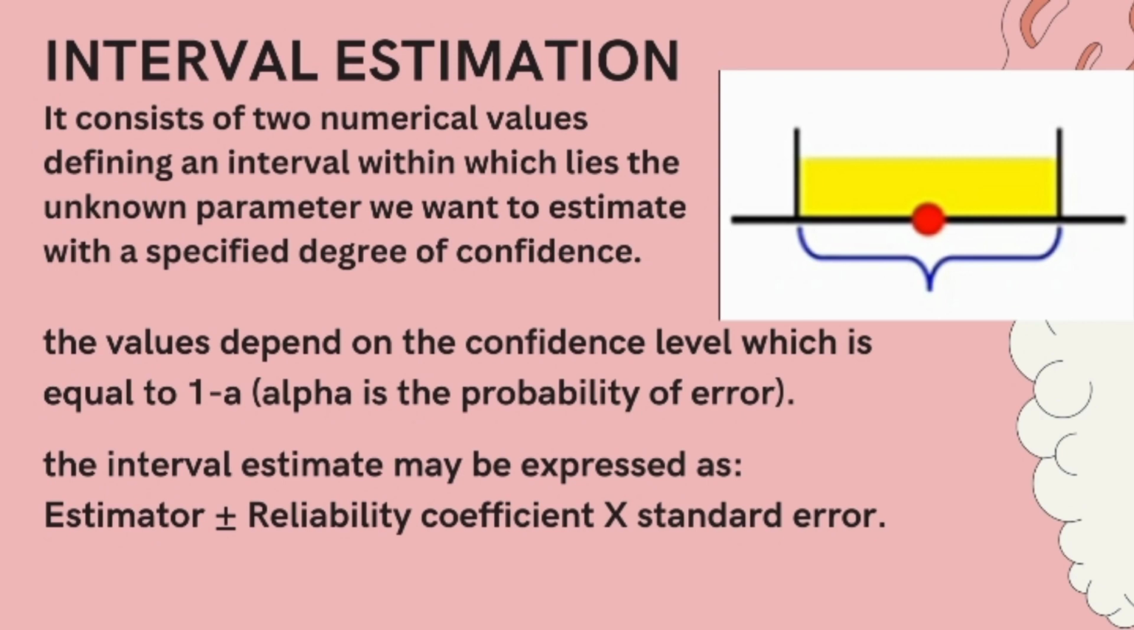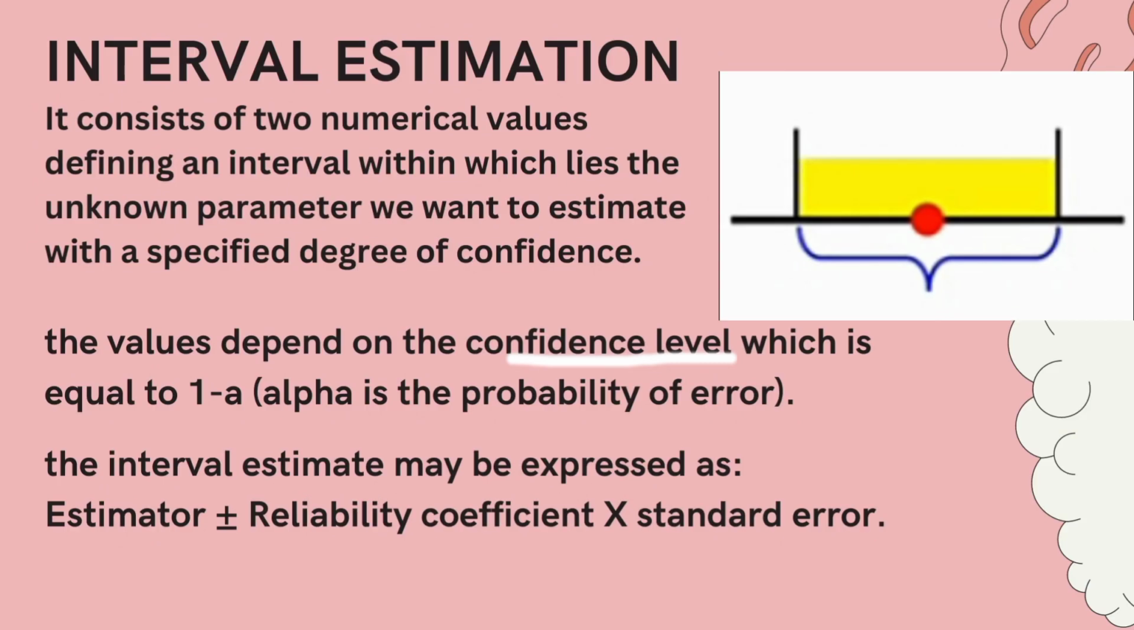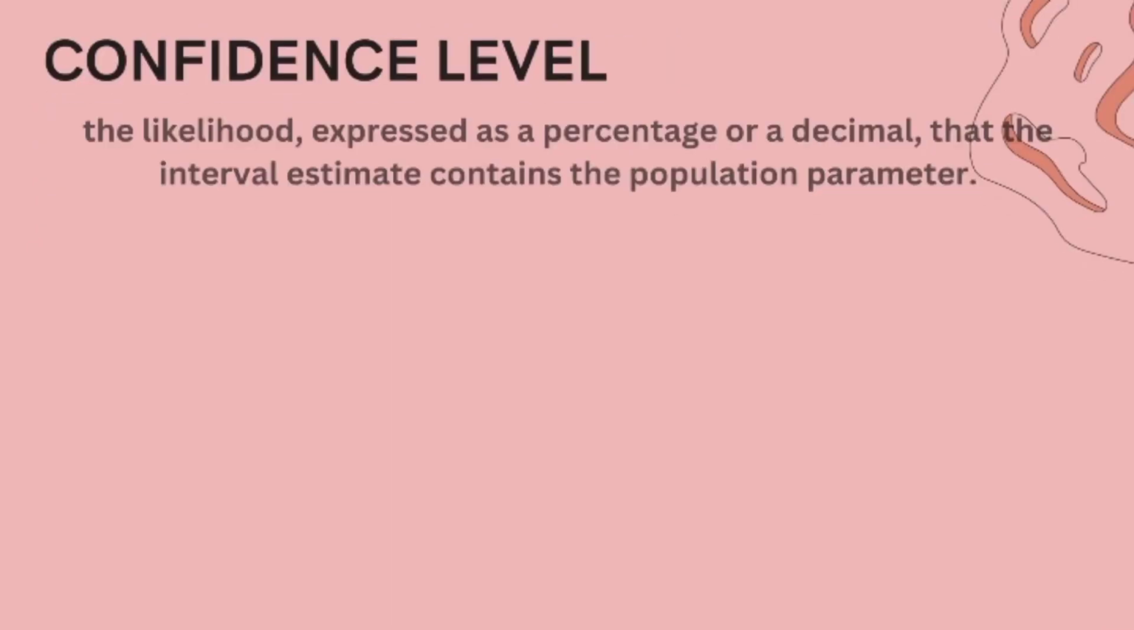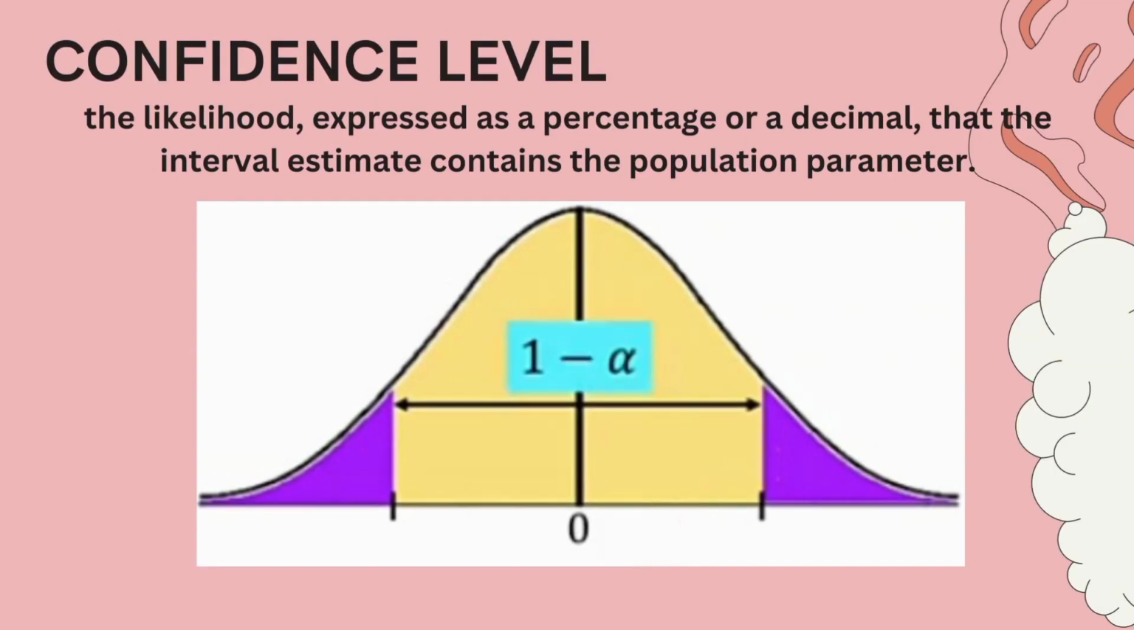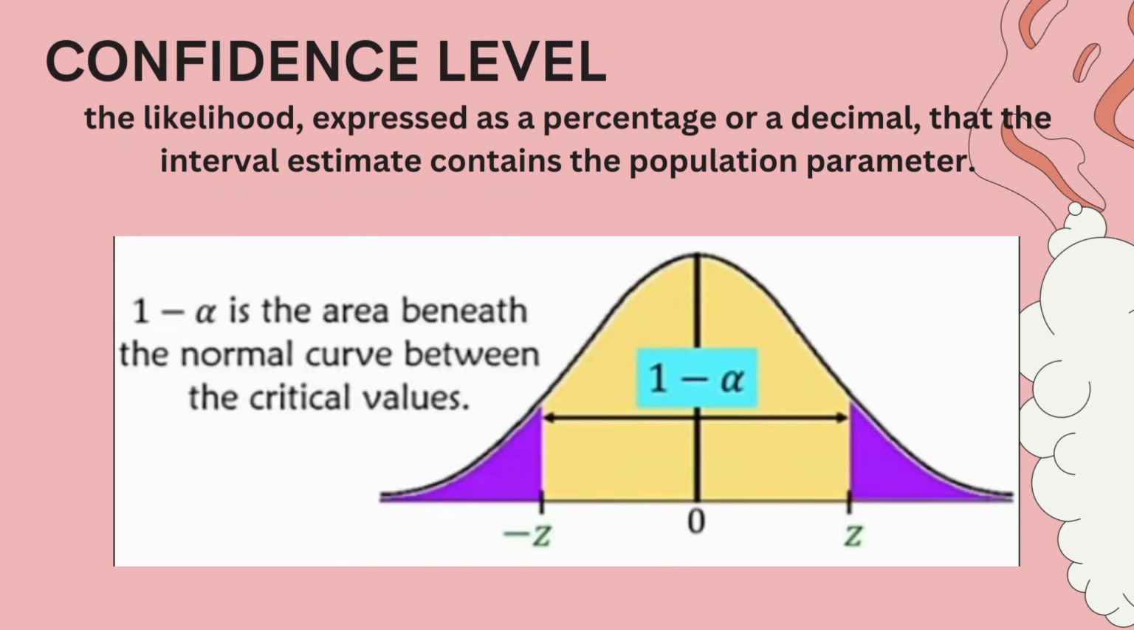So you've seen here confidence level. Let us define it. Confidence level is the likelihood, expressed as a percentage or a decimal, that the interval estimate contains the population parameter. Let us have this figure. This portion here is what we call the confidence level, and this is denoted by 1 minus alpha. 1 minus alpha is the area beneath the normal curve between the critical values.